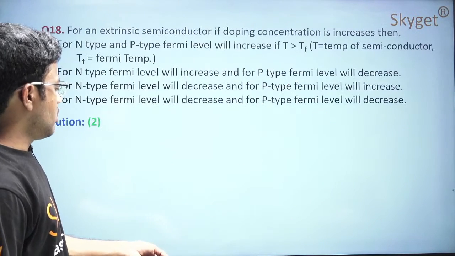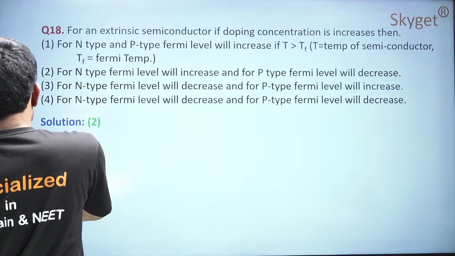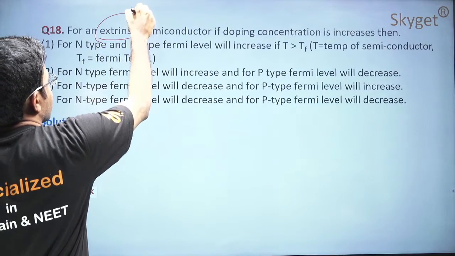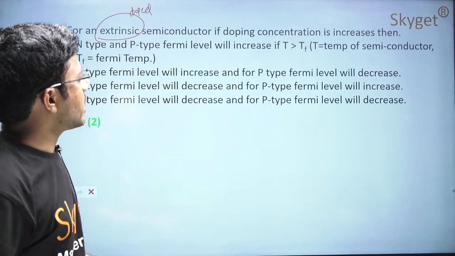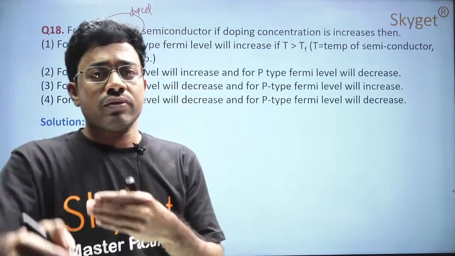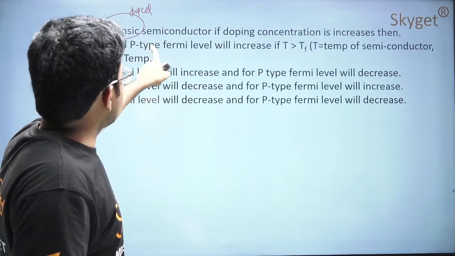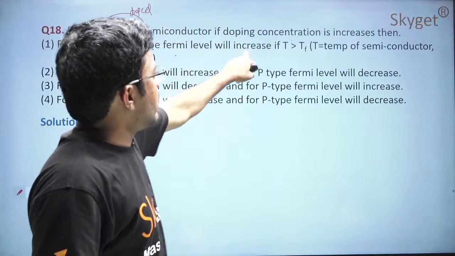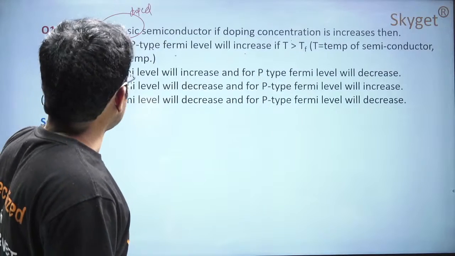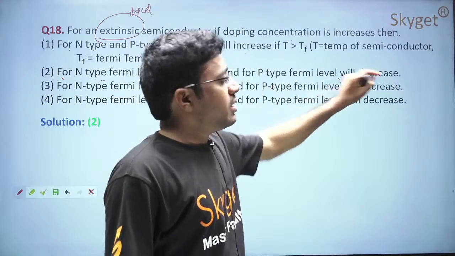Okay. So next, in problem number 18, he has given an extrinsic semiconductor, that means an impure semiconductor, that is, a doped semiconductor. For a doped semiconductor, if the doping concentration increases, that is, if you increase the level of doping, what happens? He is asking. For n-type and p-type semiconductors, the Fermi level will increase. That is option 1. And in the second, he has said that for n-type semiconductor, the Fermi level increases, and for p-type, the Fermi level will decrease.